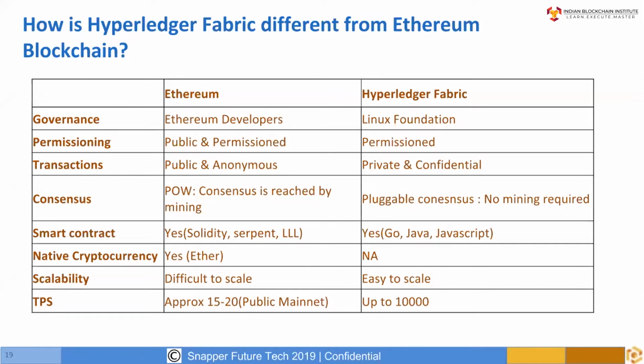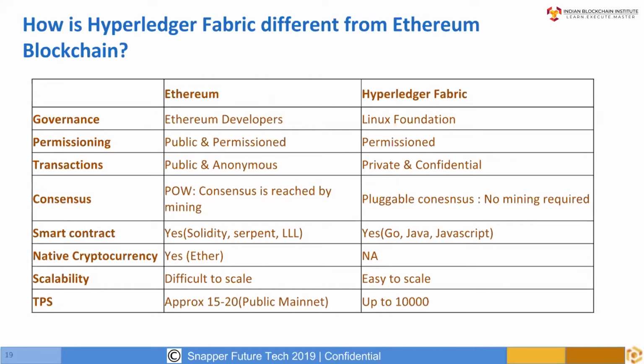Transactions per second, as I mentioned, approximately 15 to 20 in public mainnet, and in Fabric, it says up to 10,000, but now it is up to 20,000. So why is it necessary to scale? Because we need to match up with Visa. Right, so in real time now, if we see, Visa is having 70,000 transactions per second. So for blockchain to come to that level, we need to scale up.